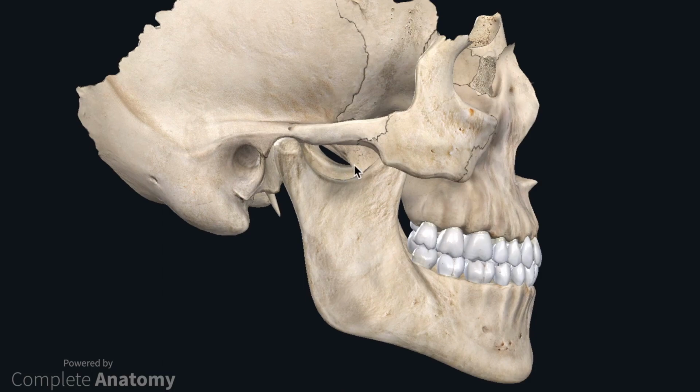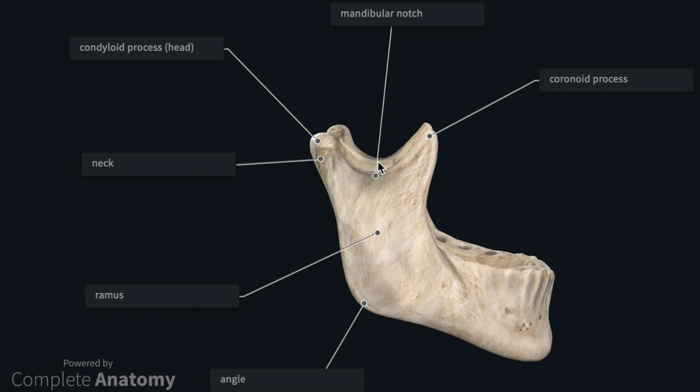To understand the TMJ and the muscles of mastication, we must first consider the bones and the associated bony landmarks. The bones to consider are the temporal bone, the sphenoid bone, the zygomatic bone, the maxilla, and the mandible. So let's start with the mandible.